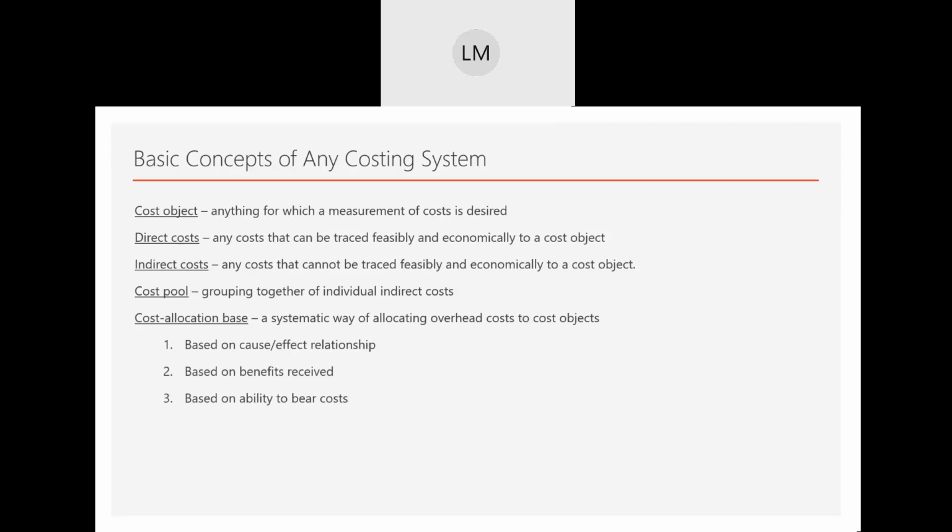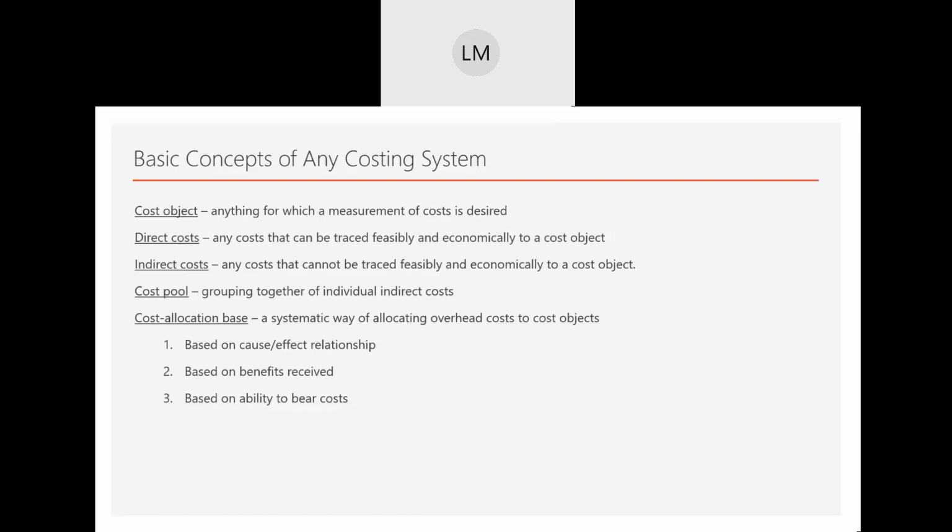Then we have a cost allocation base, and that's simply a systematic way of allocating overhead costs to cost objects. So it's taking that cost pool, and most likely through a cause and effect relationship, we're going to spread out those overhead costs over the different units that we make, but we've got to have some systematic way of doing it. Now, usually there is a cause and effect relationship.